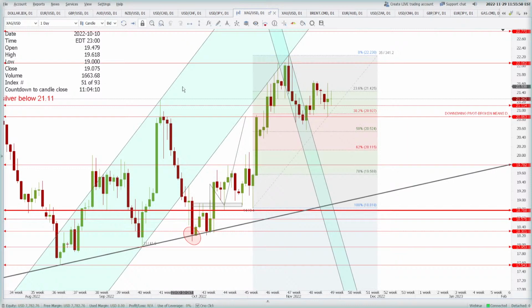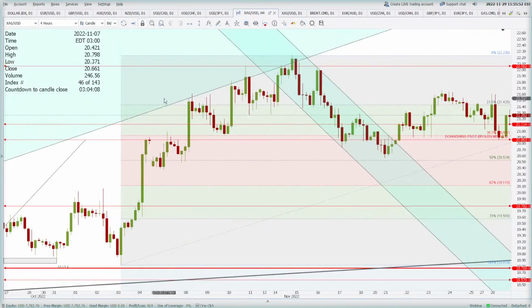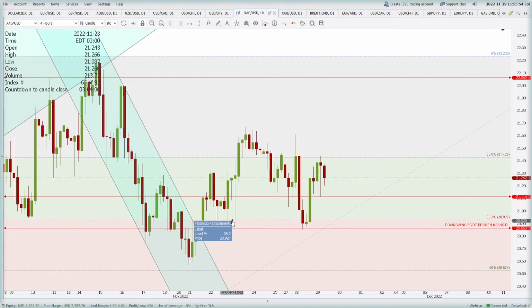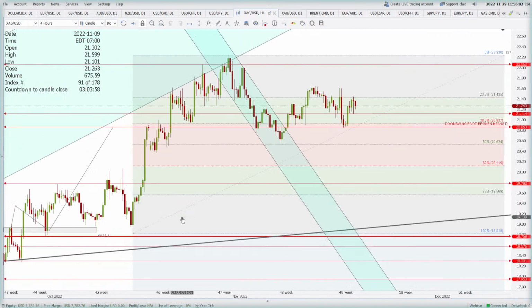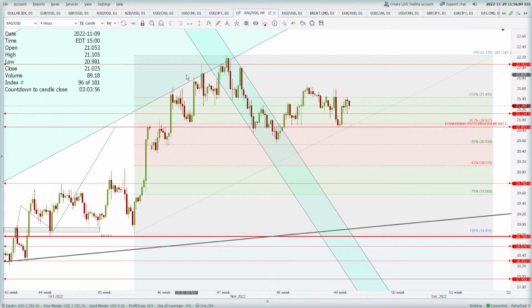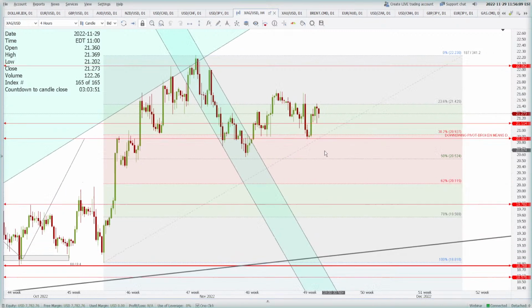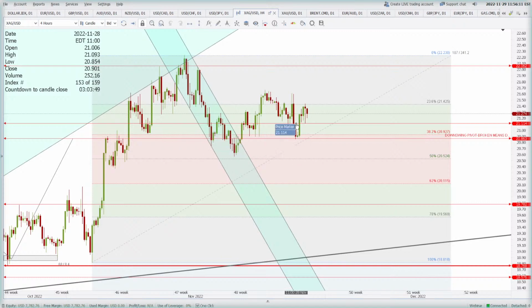So okay, on the 4 hour I want to show you something. These are the areas that I was saying are areas of interest. Now see this downswing pivot, which is broken. When the downswing pivot is broken, this area is going to be attracting the buyers, and it is attracting buyers. You see how this 21.11 area is attracting buyers. So if all these areas are attracting buyers, then where is the price going?